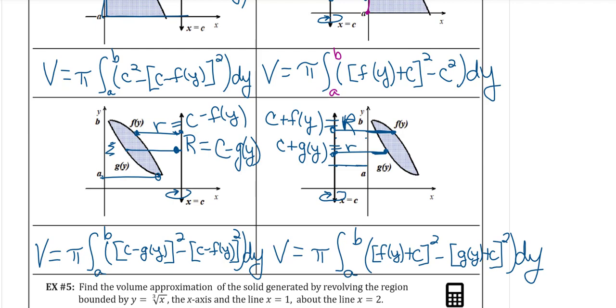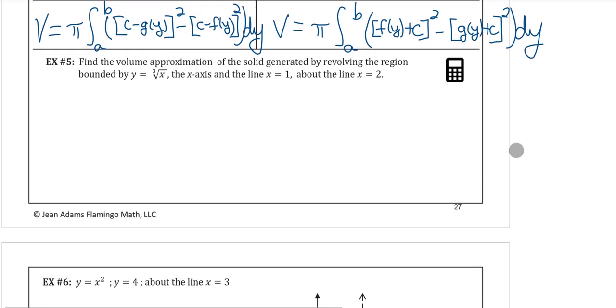Okay, so our first problem that we're given is a calculator problem, so we can set it up and then solve it in the calculator. If you want to solve it by hand, it can be done. It's just a polynomial like we've been doing, but since we're allowed to use a calculator, why not?